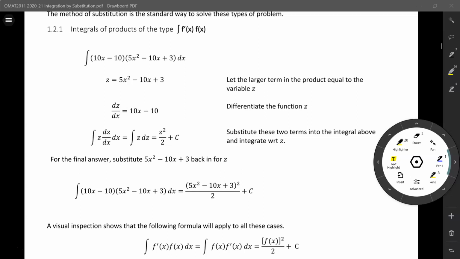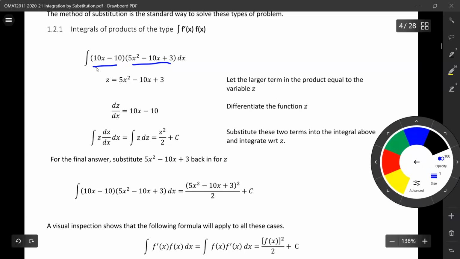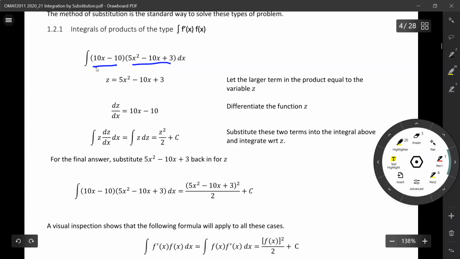Okay, the idea here is you have one of these products here. So what we do, and in this case, you'll find that this term here is a multiple of the first derivative of this term. This is the way you do it with the method of substitution. So I'll do a few of these, but then I'm going to just stick to our method. So we say, let z equal to the bigger function. So let z equal to the larger term in the product. Let the larger term in the product equal to the variable z.